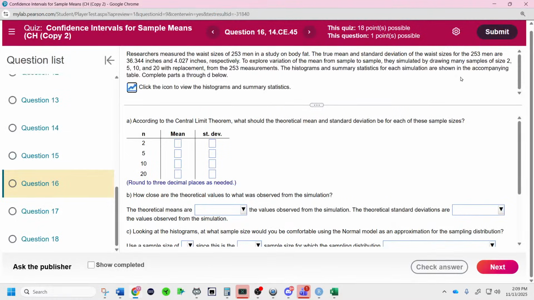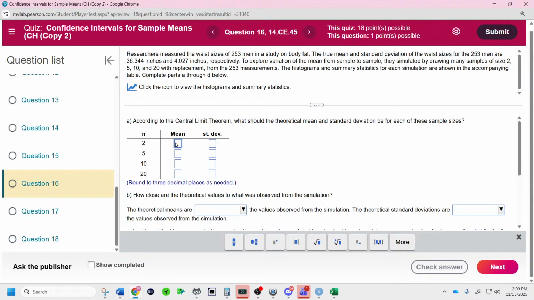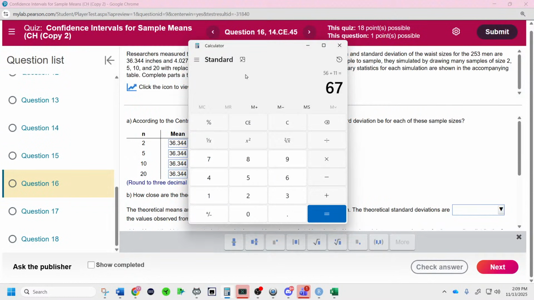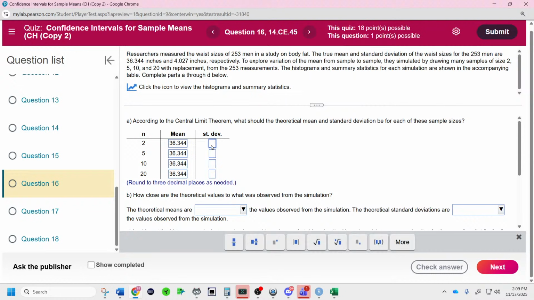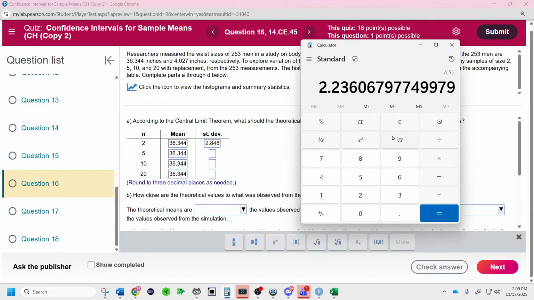So for the first one right here, the mean is going to stay the same for all of these. So the mean waist size is 36.344, and that's going to stay the same for every single one of these. The standard deviation of 4.027 is going to change by dividing by the square root of 2. So we go 4.027, divide by that, 2.848. Next, we divide by square root of 5, so we take 4.027, divide by square root of 5, and we get 1.801.